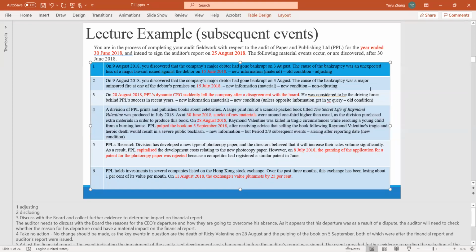Number 5, research division has developed a new type of photocopy paper. The directors believe it will increase their sales volume significantly. As a result, the company capitalized the cost. However, on 8th of July, the application for the patent was rejected because a competitor had registered the patent in June. So apparently still new information and also material. Is this a new or old condition?